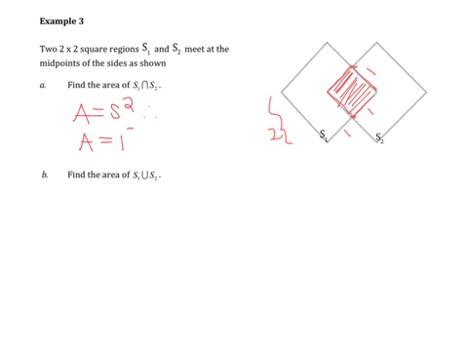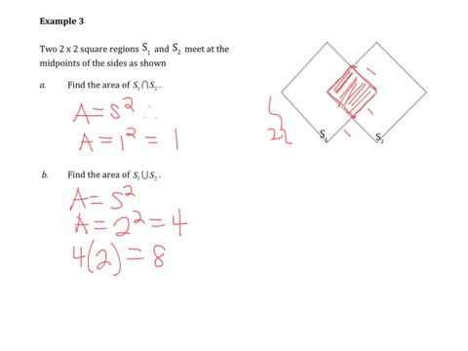Therefore, area is equal to 1 square, which is equal to 1. So now we want to find the area of the union of the two squares. So what we're going to do is find the area of each square, which are identical squares. Area is side squared, and we know it's a 2 by 2, so 2 squared is equal to 4. Multiply that by 2 to represent both squares, in which case we get 8.